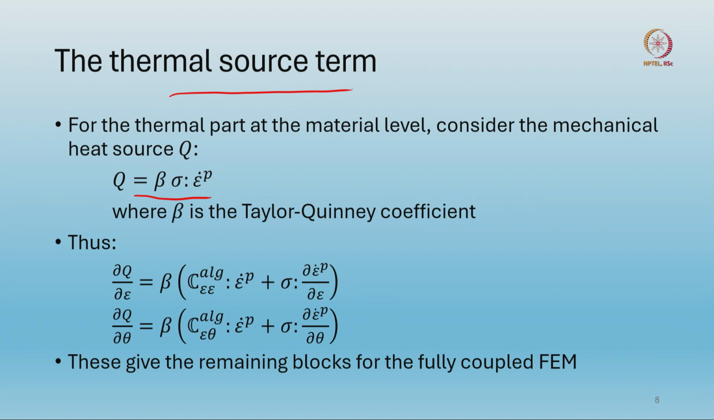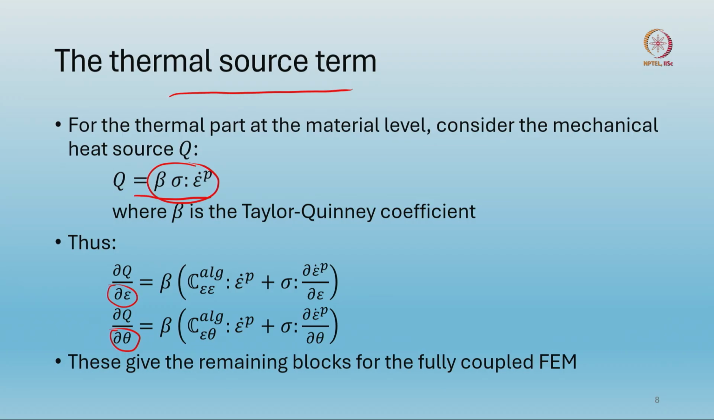So, you recall our discussion on the Taylor-Quinney coefficient, which is close to 1, but not exactly 1. So, it is slightly less than the plastic work sigma epsilon p dot, right. So, that is my mechanical source term. For finding the full tangent stiffness, we need information on the derivative of this mechanical source with respect to not just strain, but also with respect to theta, both.